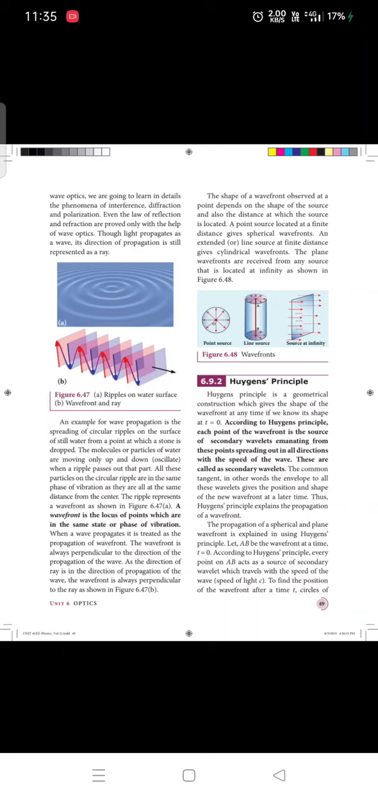Now light propagates as a wave, and it is transverse in nature. Its direction of propagation is still represented as a ray. You can see the figure clearly. When I put some stone into pond water, which is stagnant water, what will happen? Suddenly it will create some circular motion like this.